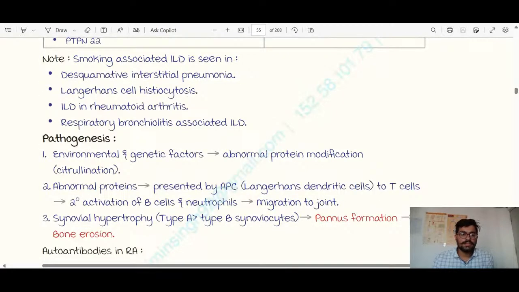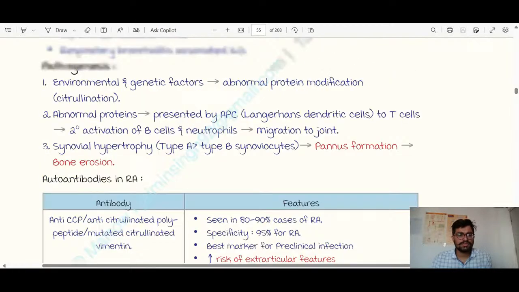So note, smoking is associated with interstitial lung disease: desquamative interstitial pneumonia, Langerhans cell histiocytosis, interstitial lung disease in rheumatoid arthritis, and respiratory bronchiolitis associated interstitial lung disease. What is the pathogenesis? Environmental and genetic factors cause abnormal protein modification, citrullination. The abnormal protein is presented by APCs, Langerhans cells or dendritic cells, to T cells, so secondary activation of B cells and neutrophils, with migration to the joint. Synovial hypertrophy occurs, type A more than type B synoviocytes. Pannus formation takes place, then bone erosion.